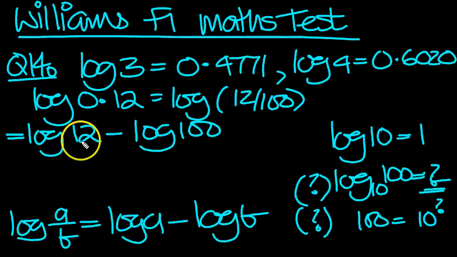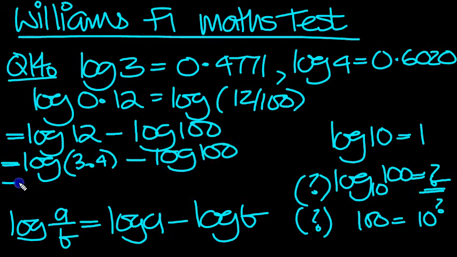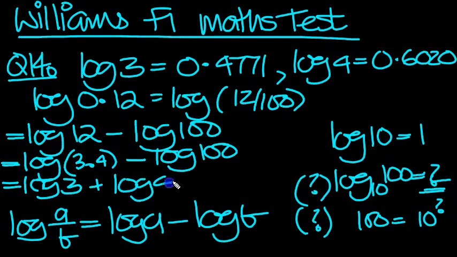Right, now log 12 we can write as 4 times 3, or 3 times 4, it doesn't matter which way round we write it. Put it in a bracket, more than one term, minus log of 100. So here we've got log 3 plus log 4, times you add, as in the preceding question, minus log 100.